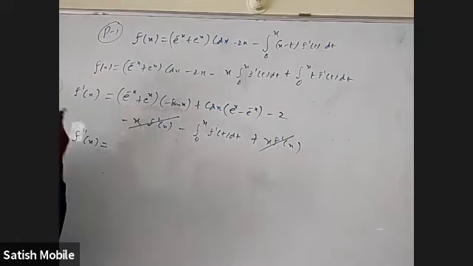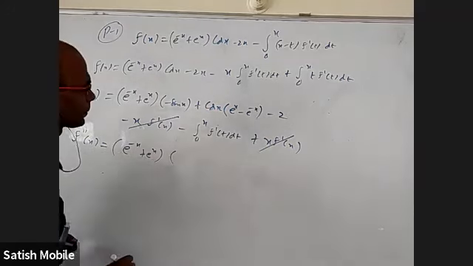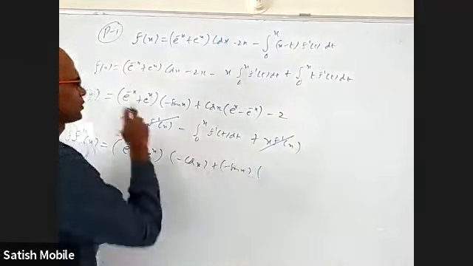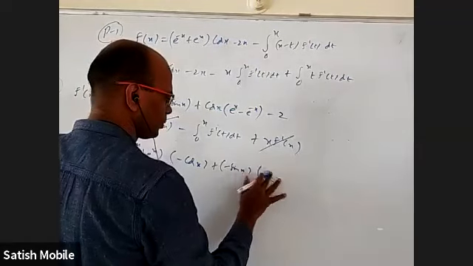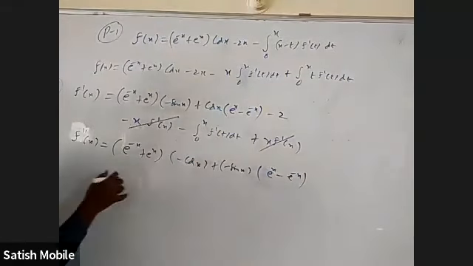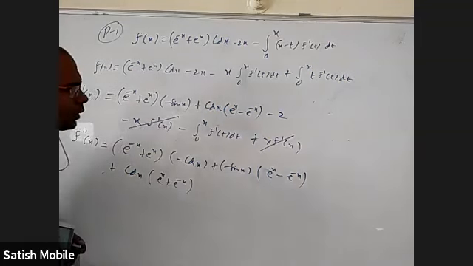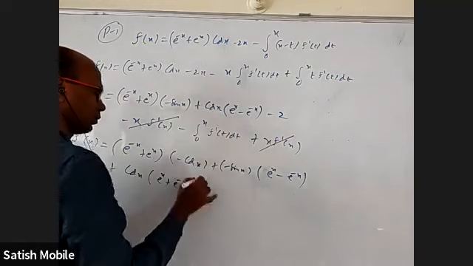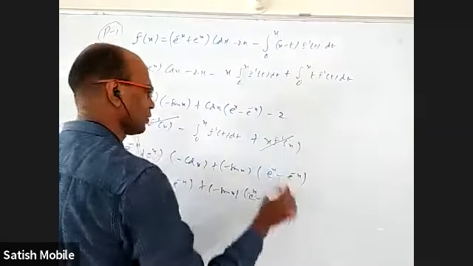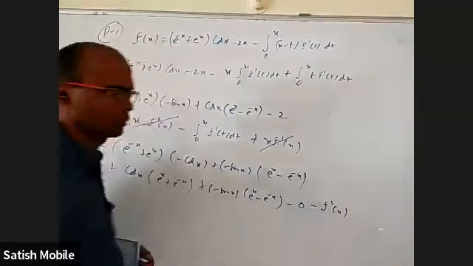Again product rule here. e^(-x) + e^x into the derivative of this, which is -cos x, and -sin x into the derivative of this, which is e^x - e^(-x). Here, product rule: cos x into the derivative of this, e^x + e^(-x), and the derivative of cos x is -sin x into e^x - e^(-x), and the derivative of -2 is 0, and the derivative of this is -f'(x).